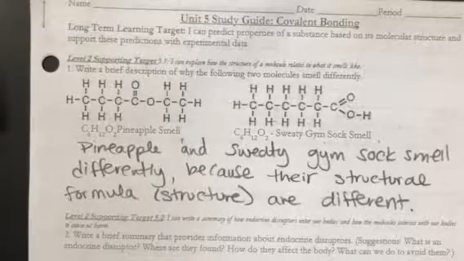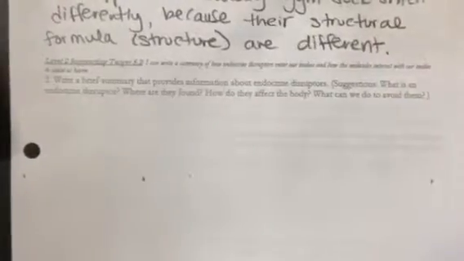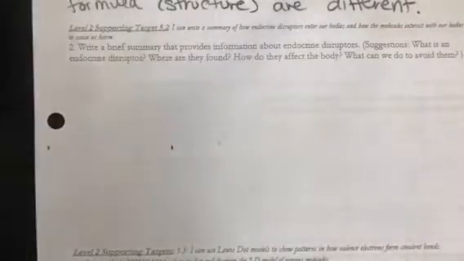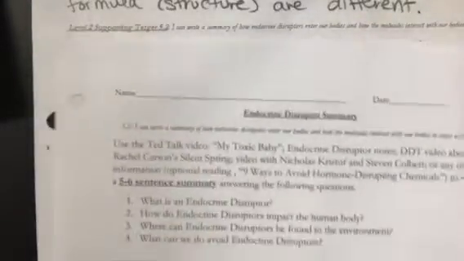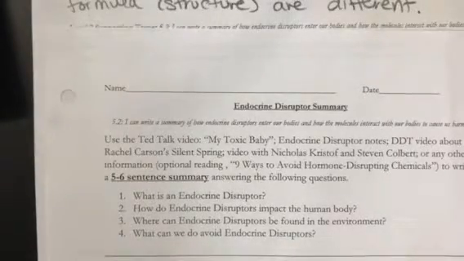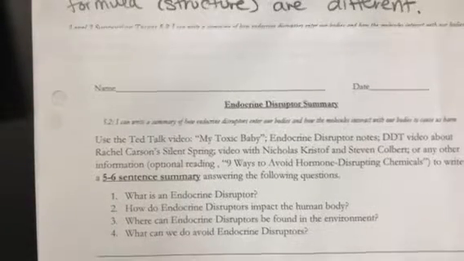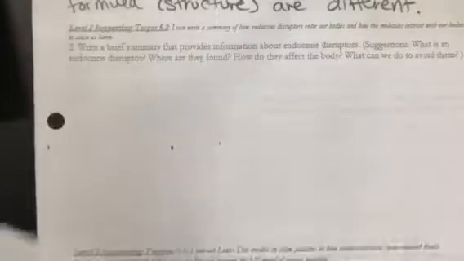So then number 2 says to write a brief summary that provides information about the endocrine disruptors. Suggestions is to include things that are exactly on the same thing as your endocrine disruptor summary. You've written this before. You've already had an introduction to this. This was sometime about 3 weeks ago. So you can use this exact assignment to write the summary.